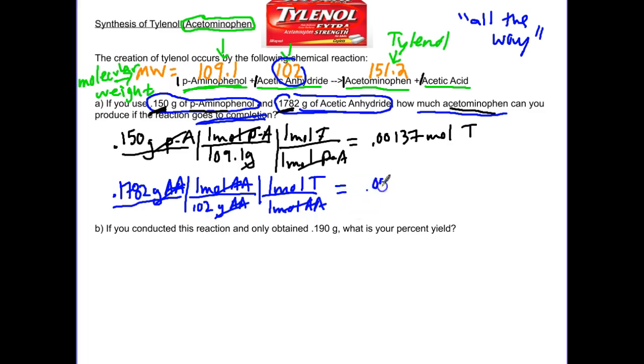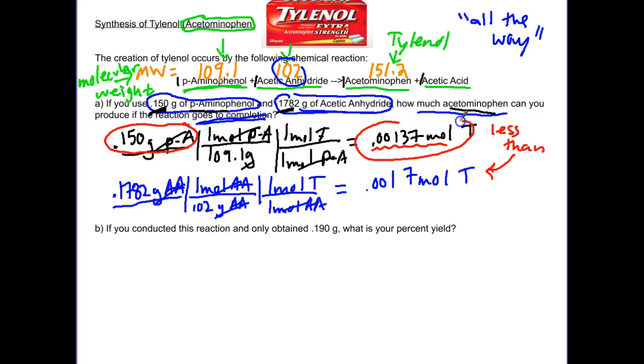And if I do that math, I'm going to get 0.0017 moles of Tylenol. So based on this information, what is my limiting reactant? My limiting reactant in this case is the p-aminophenol, the PA, because the amount of product here is less than the amount of product here. So that means this is the maximum amount of Tylenol that I can produce in moles.